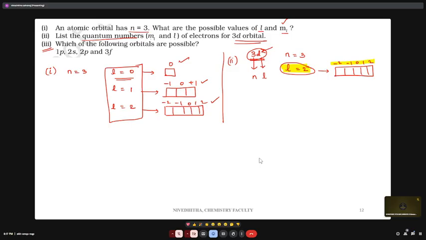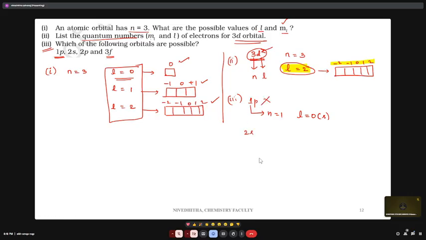1p and 3f are not possible according to you, Adila, right? Can you please justify your answer? In 1p, the principal quantum number is 1. If the principal quantum number is 1, they are talking about the first shell. In the first shell, I can have only one subshell, which is l equal to 0, which is s. And here they have represented it with the p alphabet, which is the p subshell, which is not right.